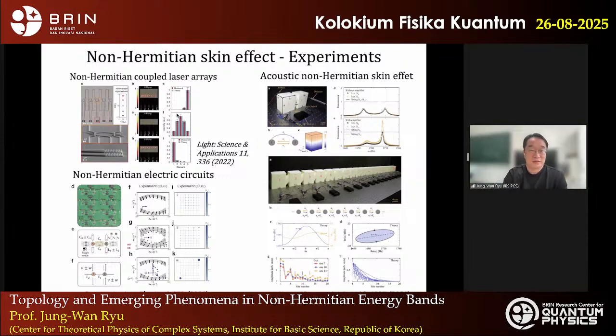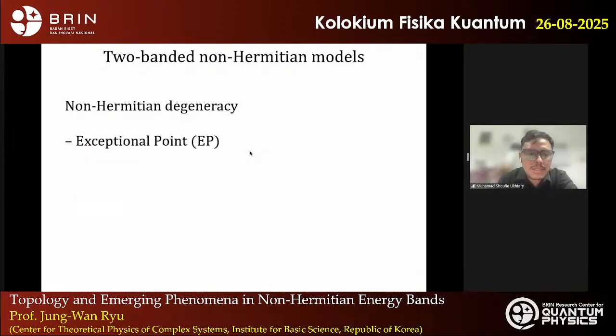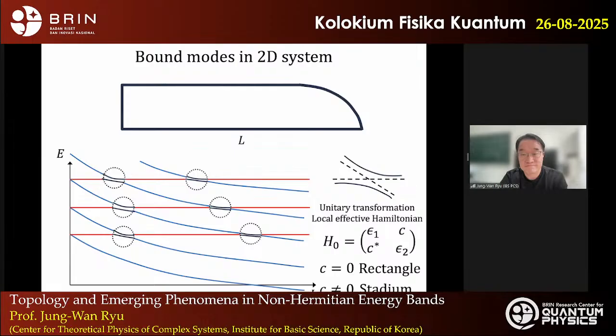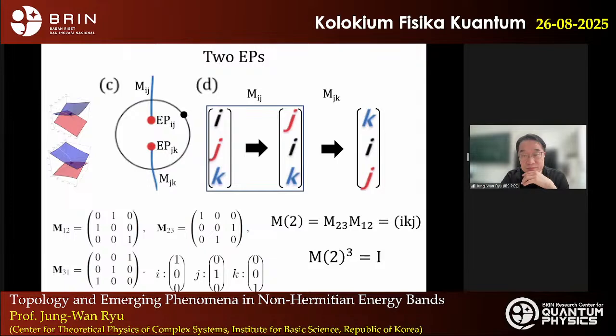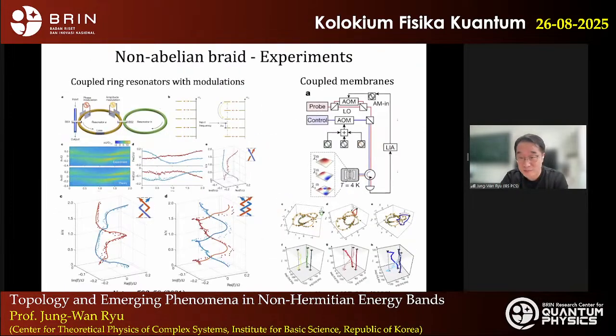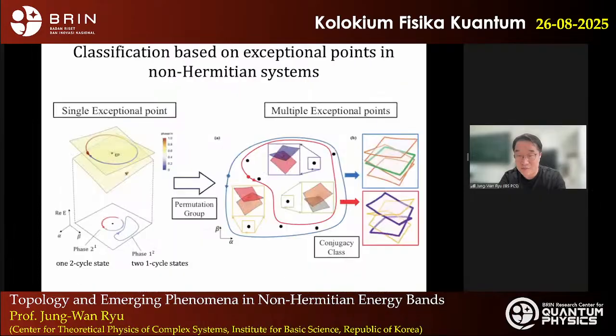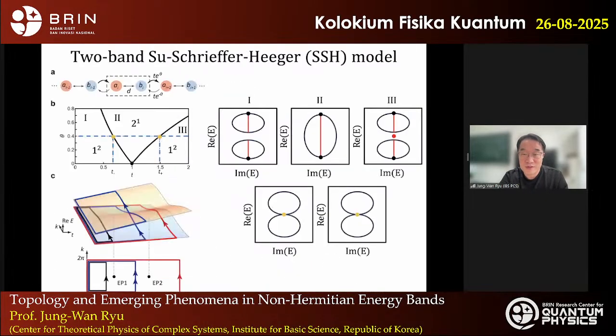In your work, this braiding means we encircle the exceptional point, then we create braiding. Yes, you're right. For example, in the two-dimensional case, you're right. But if we think about just the one-dimensional case, our SSH model is a one-dimensional model. This is a two-dimensional experiment. They control two system parameters.